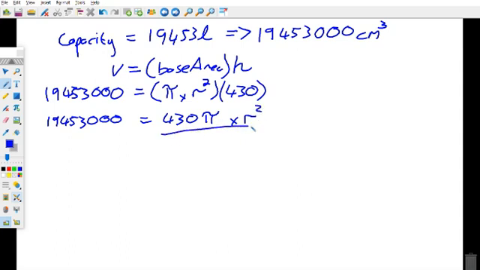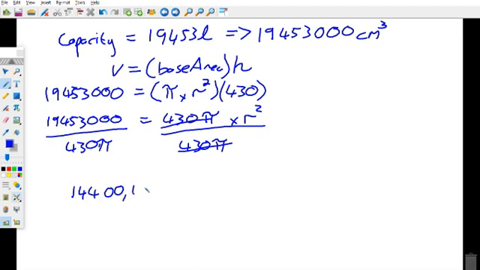Now we're going to divide both sides by 430 pi. That's going to cancel with that and we just have r squared. So plug this in your calculator, 19453000 divided by 430 pi, and you're going to get an answer of 14400.1912 is equal to r squared.